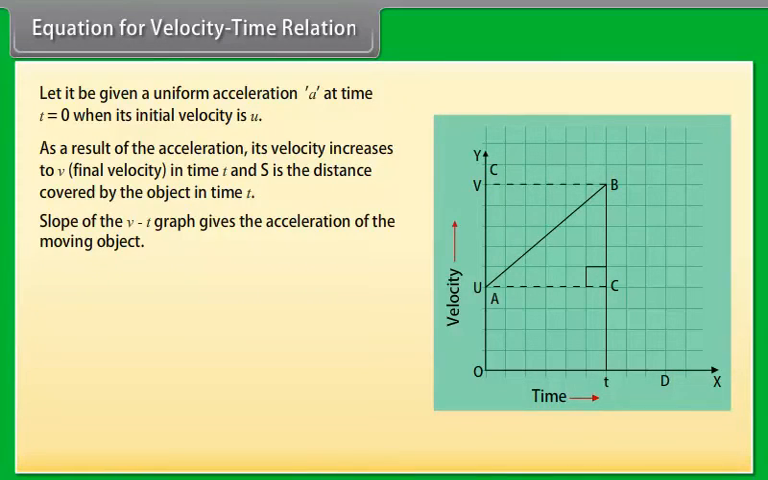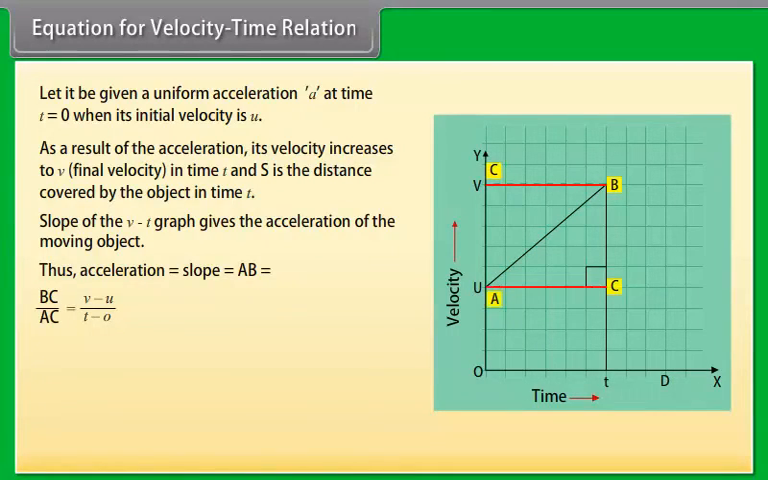Slope of the v-t graph gives the acceleration of the moving object. Thus, acceleration is equal to slope, which equals AB, which equals BC upon AC, which is equal to (v minus u) upon (t minus 0), where a is equal to (v minus u) upon t. This gives v minus u equals at, so v equals u plus at, which is the first equation of motion.